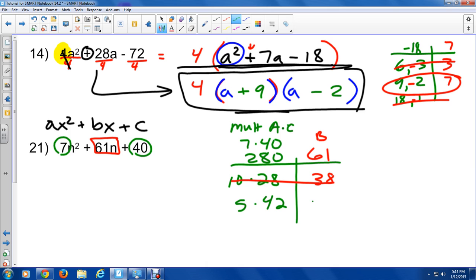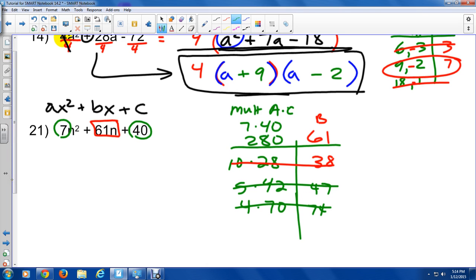No good. That's going to give me 47. So that's no good. Let's do, I could do 10, 28, 4. Let's do 4 and something. 4 and 70. 74. No good. Getting there, maybe. 6, 7. I should be able to divide by 7. 7 and 40. That's what we had up here. 7 and 40 does not give me 61.